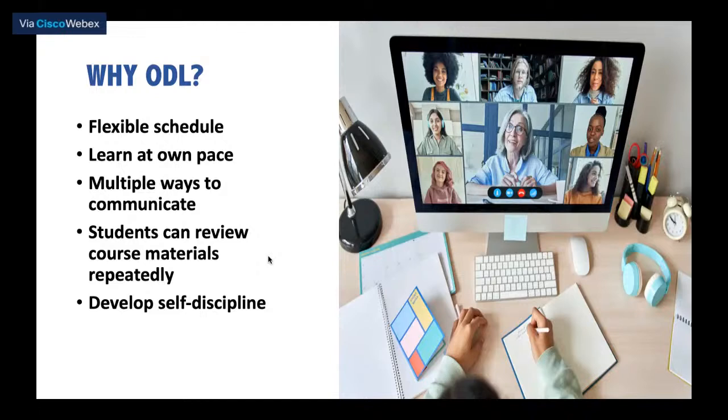And then we can provide multiple ways to communicate. We can communicate with our student in multiple ways. And then if we provide video, then students can review the course materials repeatedly.